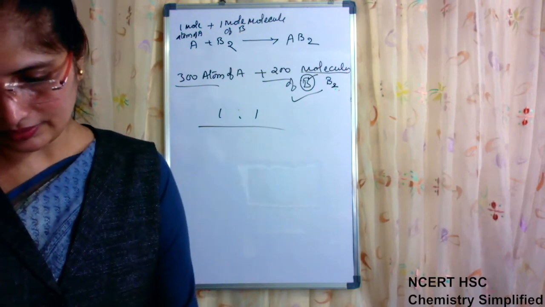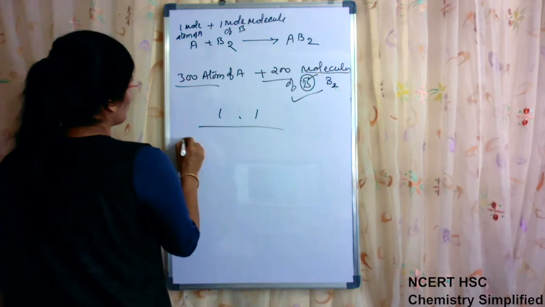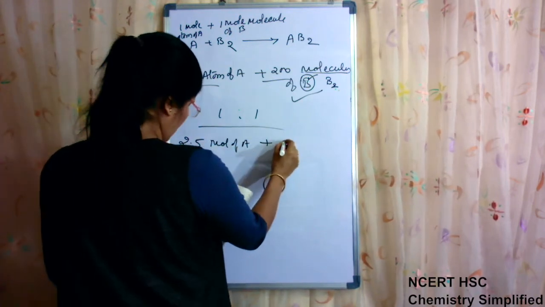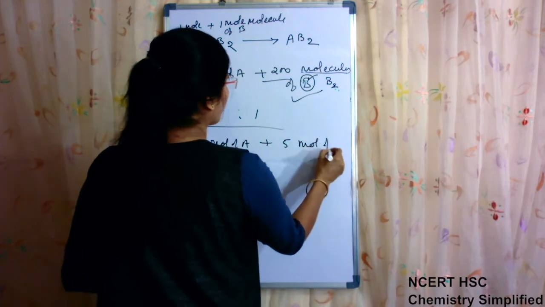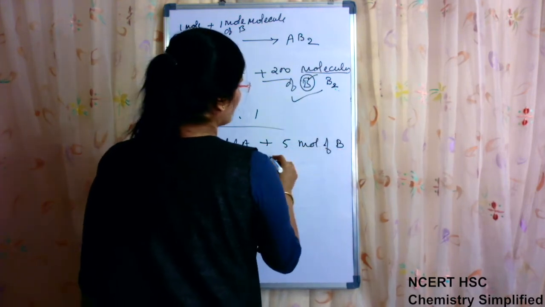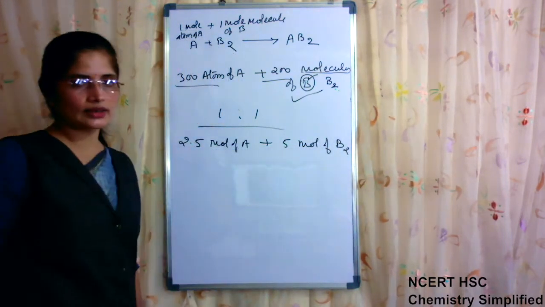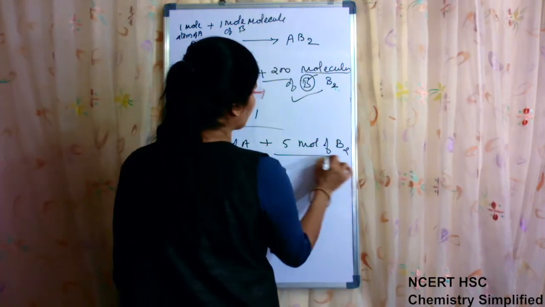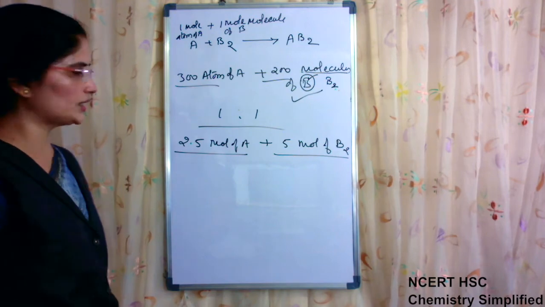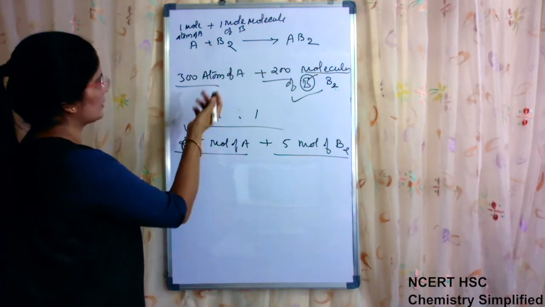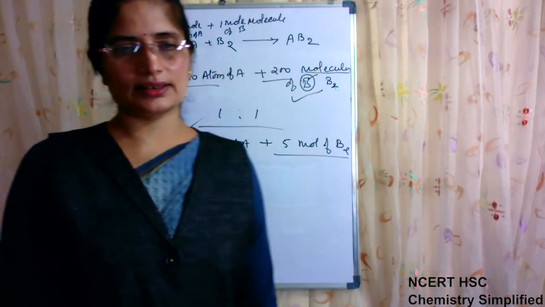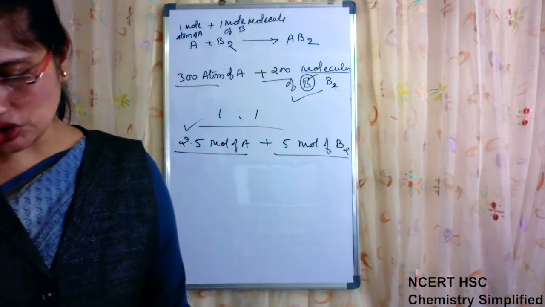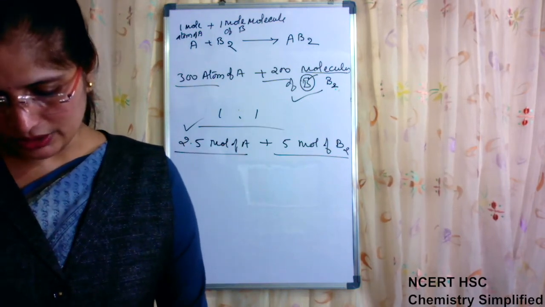Second, 2.5 moles of A when reacted with 5 moles of B or B2, you write. Don't get confused. It is about molecules. So 2.5 moles of A with 5 moles of B2. That means in this case A is the limiting reagent. Okay. So limiting reagent questions are generally very simple to do.